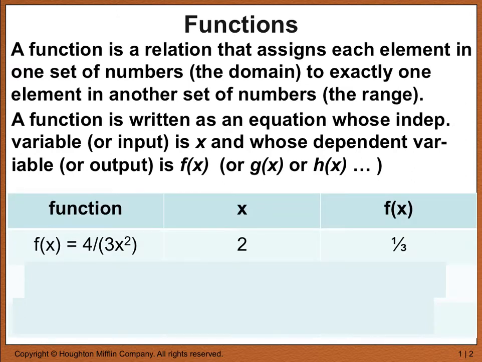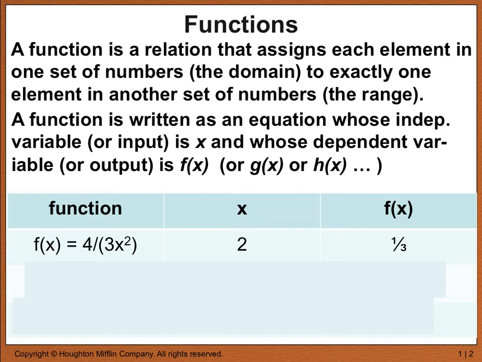If we have this function, for example, f of x equals 4 divided by the quantity 3x squared. All right, that's our function. Well, x is what I call my independent variable because x is what I plug in, and nothing changes the value I plug in. Like in this case, x is 2. Well, 2 is 2. It's just a given. It's independent.